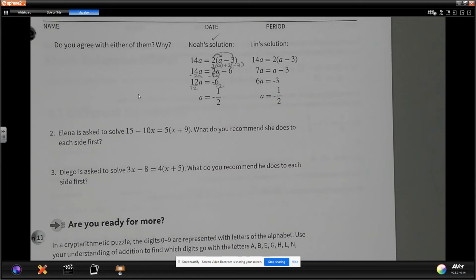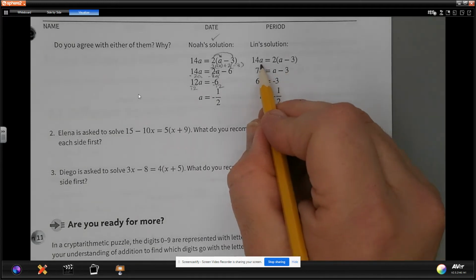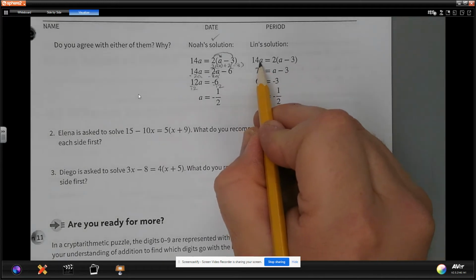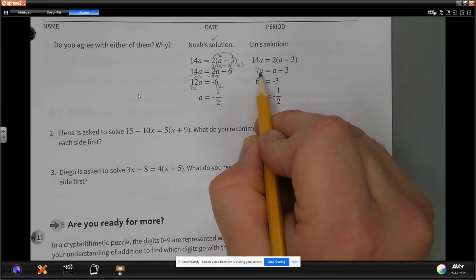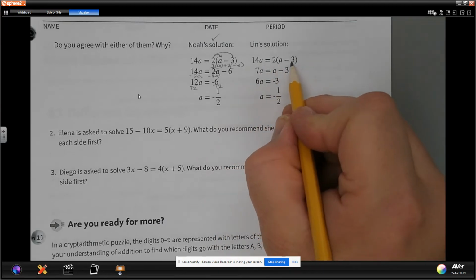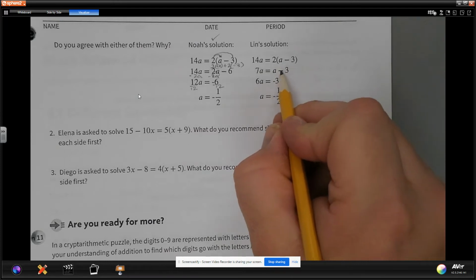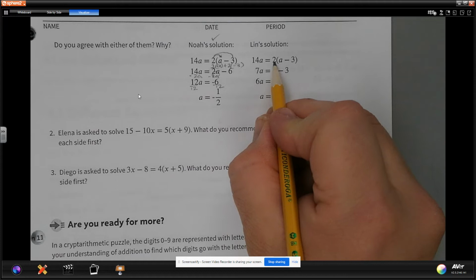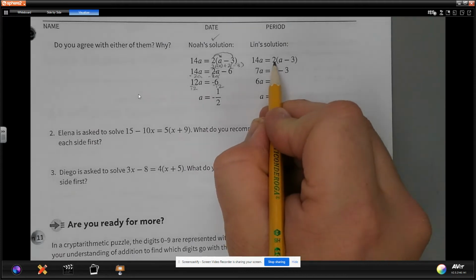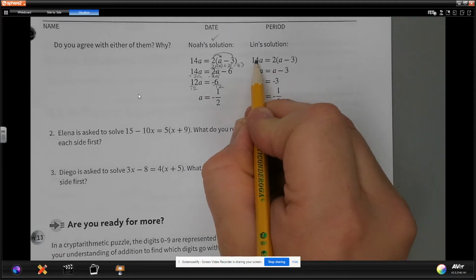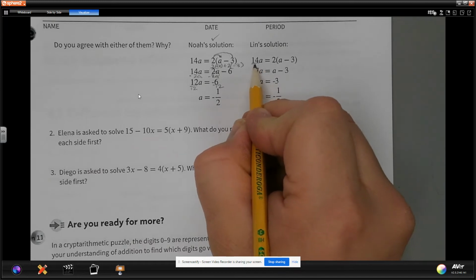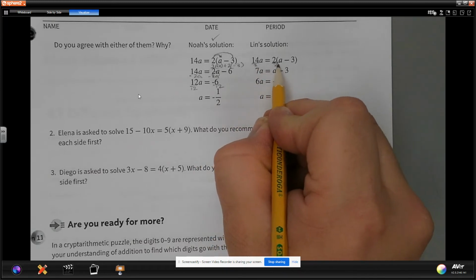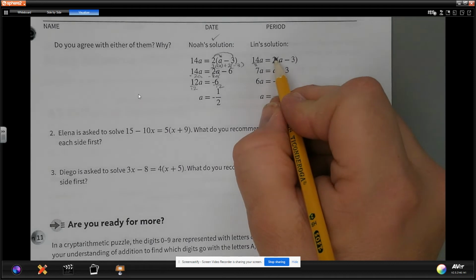Here's what Lynn did. Lynn solved by saying she went from 14A, and in her very next step, she went to 7A. The expression on the right went from twice the value of A minus 3 down to A minus 3. So what we see is this 2 is gone, but how did it go away? From this side, it's gone, but over here, we know that 7 is half of 14. So Lynn must have just divided by 2 straight away to change this side.